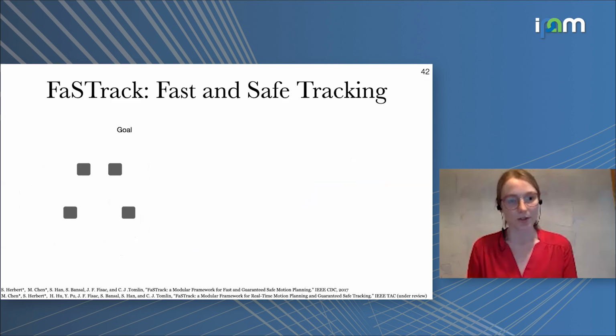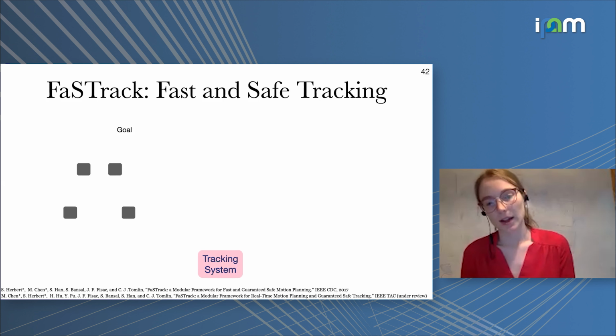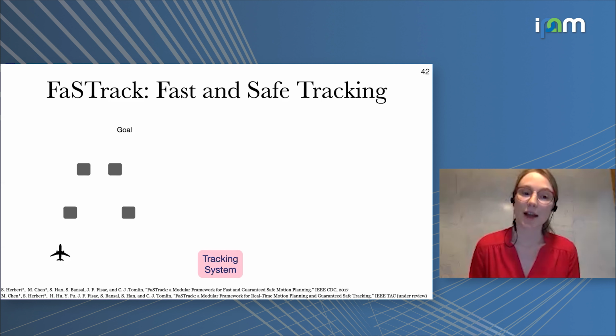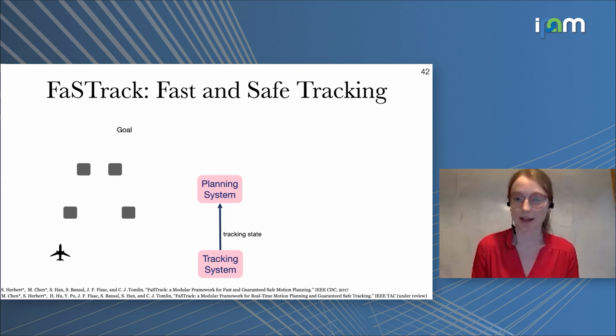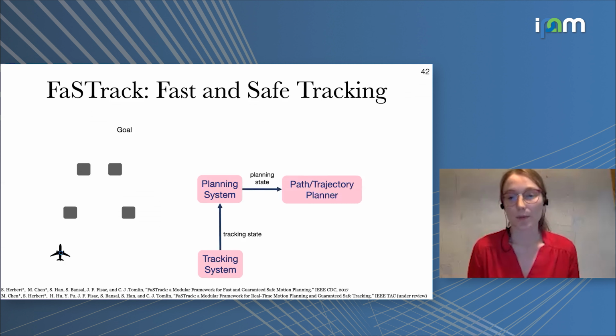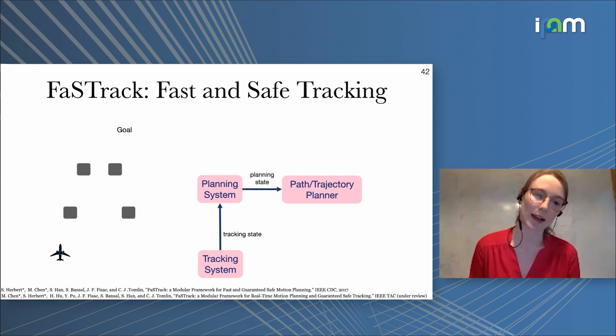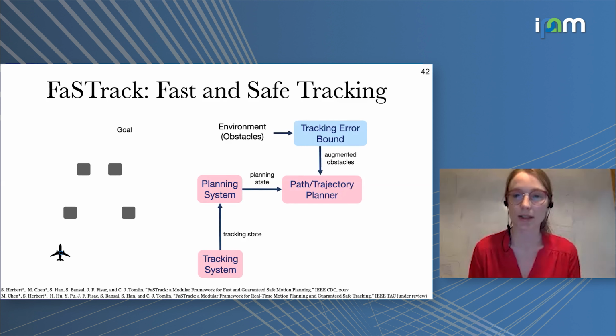So here I have some obstacles and the goal, and these obstacles are unsensed initially. And first, we're going to figure out where we are as a high-dimensional system. And based on that, we're going to decide where we want to initiate the planning system. We're going to put this planning state into our path or trajectory planner. This could be model predictive control, rapidly exploring random trees, A*, what have you. And we're also going to input locally sensed obstacles. So we're going to take obstacles, augment them by this tracking error bound, and then put that into our path or trajectory planner.